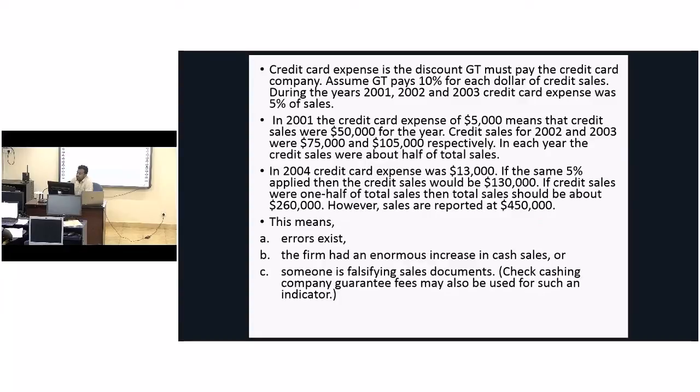Finally, this means there are 3 points. Errors exist. Yes, there should be some kind of error inside it. Also, the firm had an enormous increase in cash sales. Oh, is it possible? It cannot be, because there is a big amount of creditors there, right? Oh, someone is falsifying sales documents. Maybe, right? Check cash in company guarantee fees may also be used for such an indicator. So therefore, you have to check whether that information is correct before making decisions on this financial information.